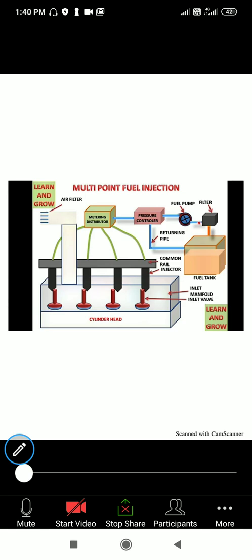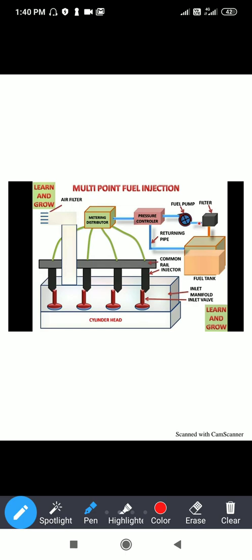Let us start. On the screen you can see the multi-point fuel injection system. This is a very important diagram. You can also describe the common rail direct injection system by this diagram. This is a common diagram for both. In the further slides I will explain how the common rail direct injection system works. Slight changes are there in the diagram, but you can show this diagram for both concepts.